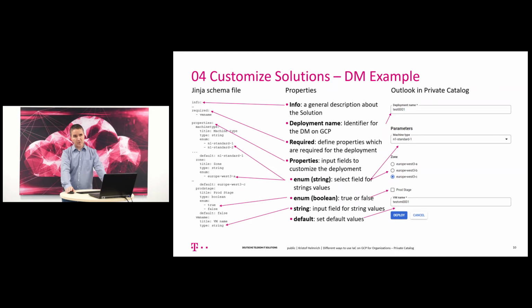We can customize the solutions we want to use, and for that, here you can see an example for a Deployment Manager-based solution. On the left side, there is a schema file, a part of the schema file, where you can see that with the properties and with the default values, we can customize the solution we want to publish for the customers. On the right side, you can see what the customer will see. He will see that kind of input form.